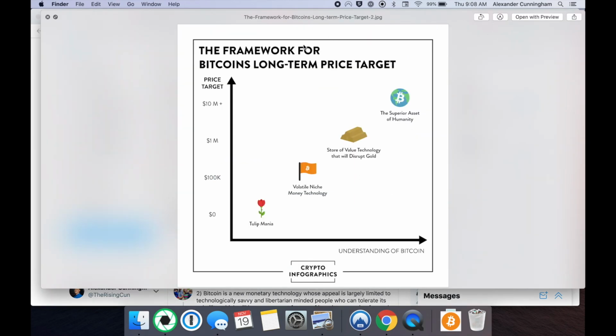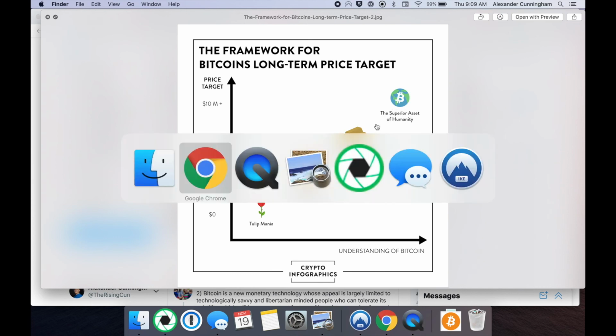All right, so here's the infographic for today. We're talking about the framework to estimate Bitcoin's long-term price target. Basically we're going to be considering it: it's either tulip mania, it's a volatile niche money technology, it's a store of value that will disrupt gold, or it is actually the superior asset of humanity. And we'll come back to this infographic.